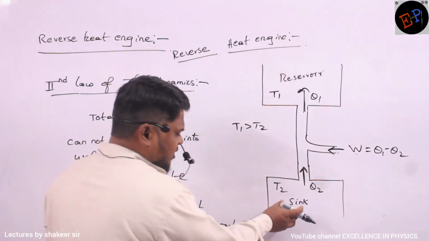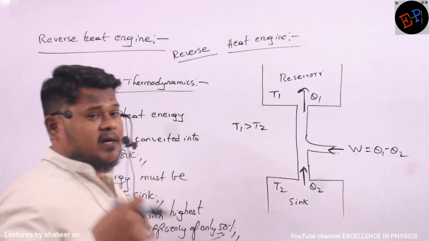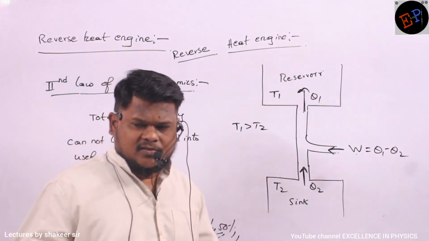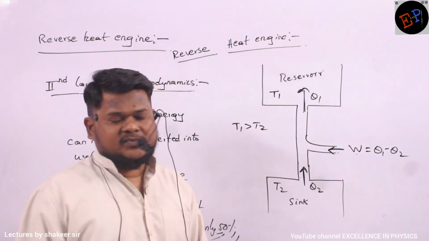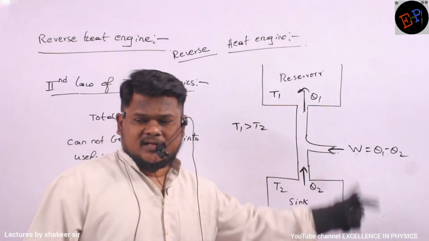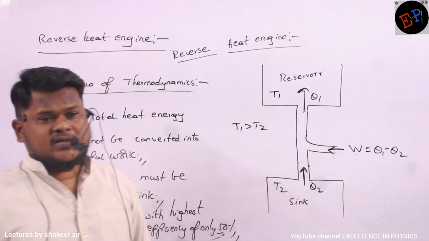So therefore, to take out heat energy from a cooler body and give it to a hotter body, we have to do some external work, because heat naturally doesn't flow from a cooler body to a hotter body. This work is called the external work which we have done, or the external energy which we have spent. So this is the concept of a reverse heat engine.